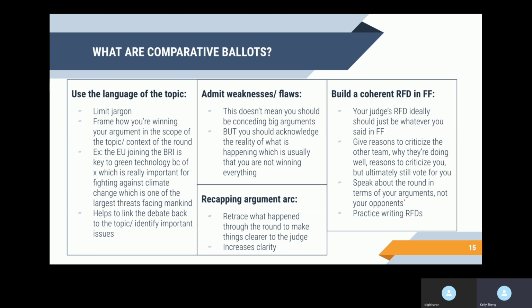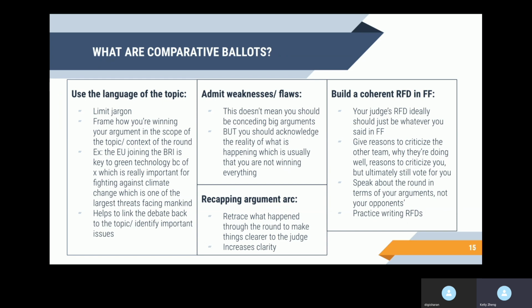So you want to frame how you're winning the arguments in the scope of the topic, but also the context of the round. An example is, the EU joining the BRI is key to green technology because of whatever warrant you're reading, which is really important for fighting against climate change, which is one of the largest threats facing mankind. So here we're identifying how you are winning in the context of the resolution, because you're saying the EU joining the BRI, which is part of the resolution, is key to green technology. Then you identify what one of the largest threats to mankind is, which is climate change.